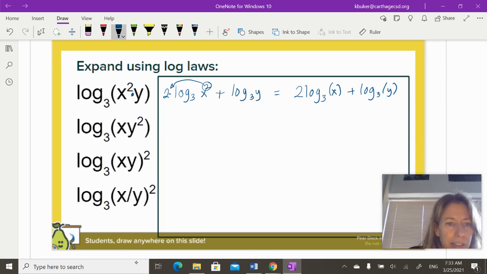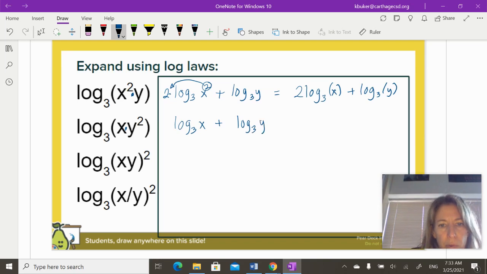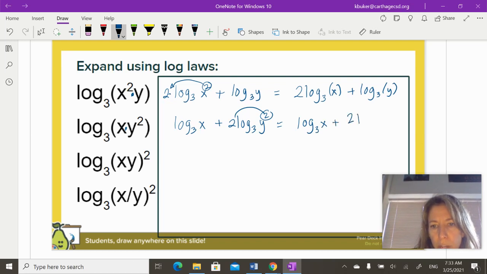All right, in the next case, the y is the value that's squared. So this would be log base 3 of x plus log base 3 of y squared. And we're not going to leave the exponent there. We're going to throw it out front to put it in this form. So log base 3 of x plus 2 log base 3 of y. And after I move it, I probably should cross it off because they can't be both there at the same time.